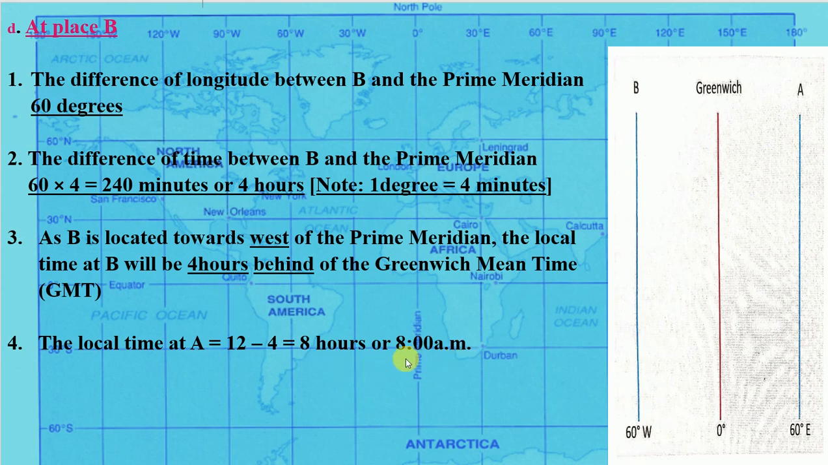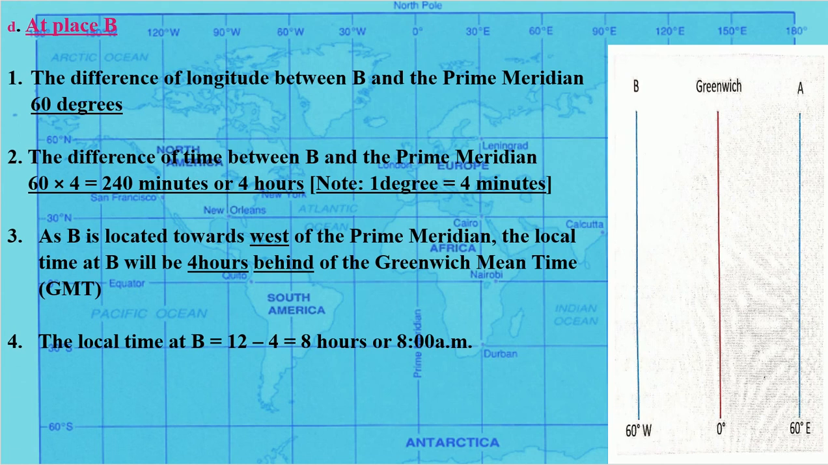And if it is noon, then there must be morning. So the local time at B is 8 a.m. Okay, this was all about finding the local time, how to find local time.